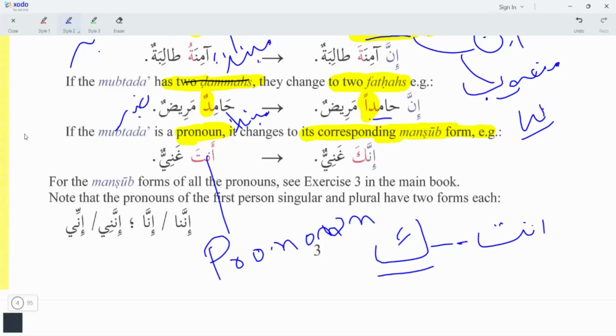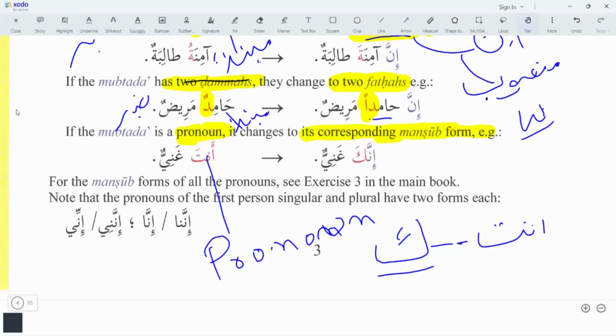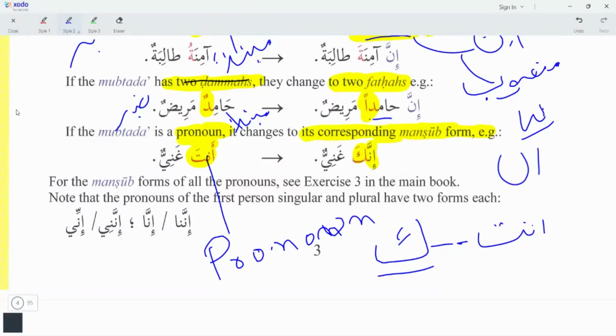Okay. Can we continue the lesson? So ka is the mansub form of anta. This anta will change into ka. Inna ka. And we will write them together. It will become innaka ghaniyun. Indeed, you are rich.